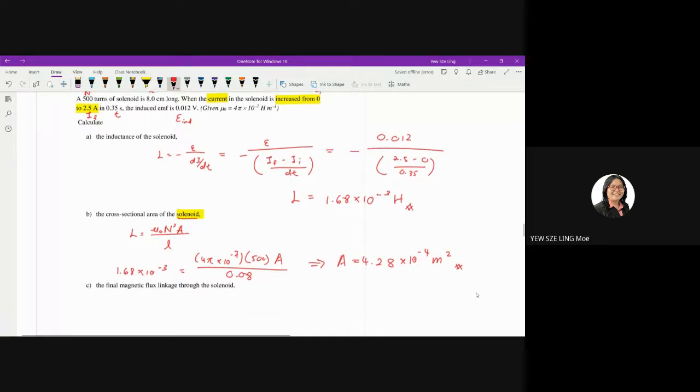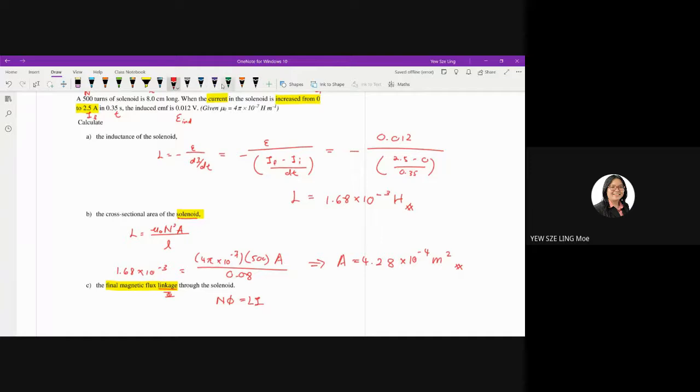Now, question C. You have to be careful. Question C is asking for final magnetic flux linkage. It's asking for flux linkage. So it's asking for capital letter phi, not the small letter phi. So how are we going to calculate? Well, if you recall, the equation that we have is N phi equals Li.